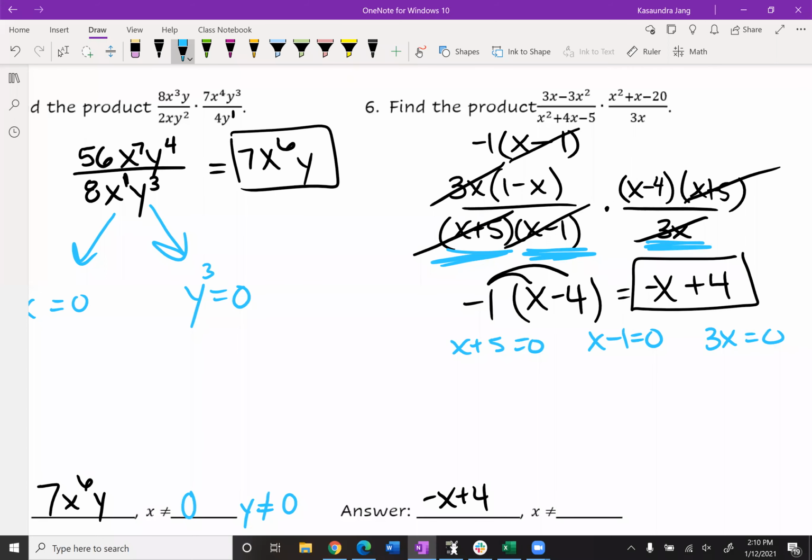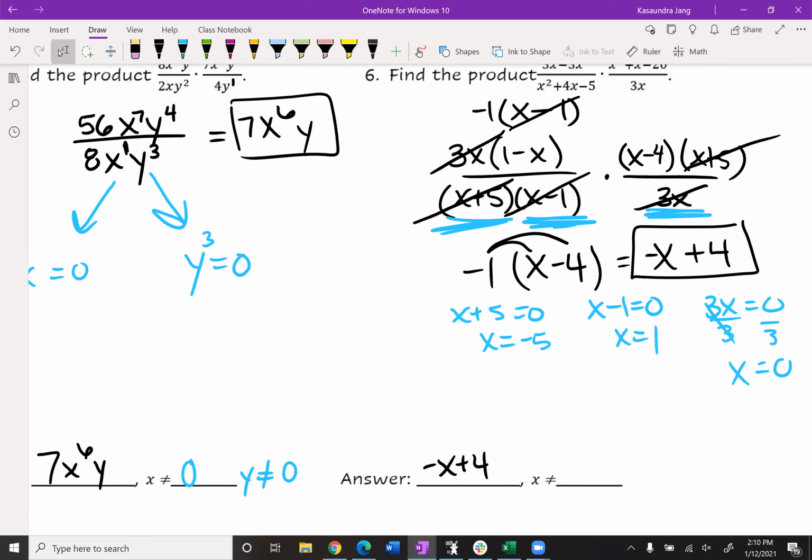So if I subtract 5 on each side here, I get a negative 5. If I add 1 on each side, x equals positive 1. This one I have to divide by 3. And isn't 0 divided by 3 still 0? So my excluded values: x does not equal negative 5, 1, or 0.